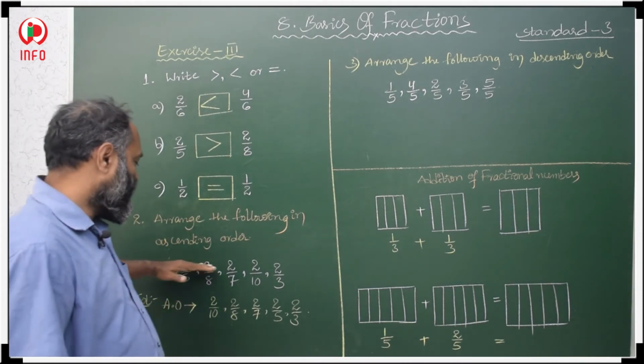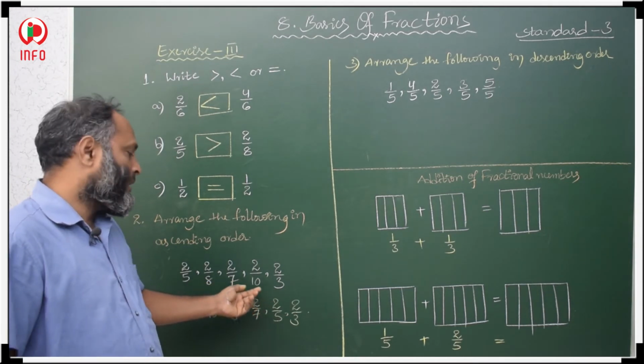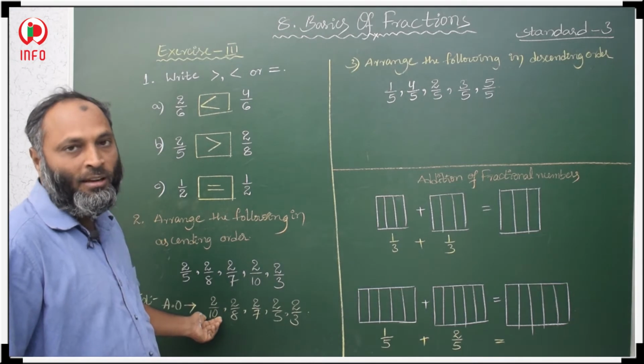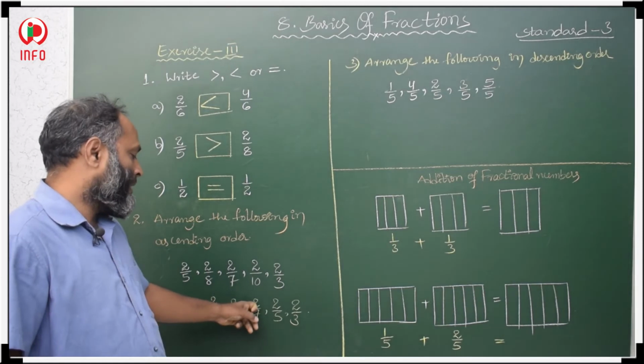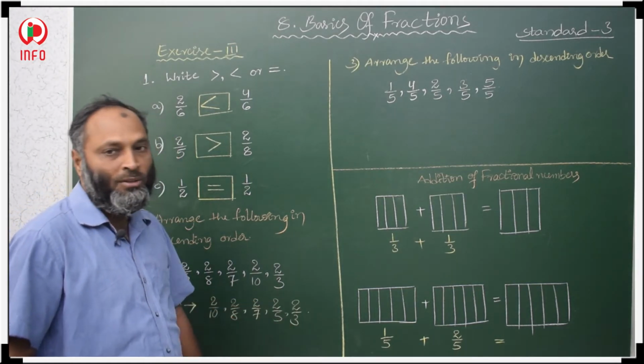So, whenever numerators are same, then we have to check the denominators. In the denominator, whichever is the greater, that one is the least value. 2 by 10 is the least, bigger than this is 2 by 8, bigger than this is 2 by 7, bigger than this is 2 by 5, bigger than this is 2 by 3.